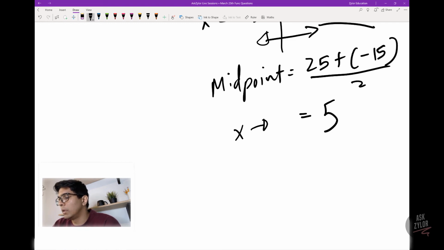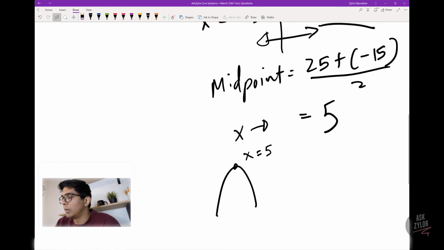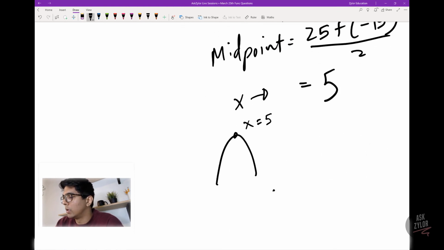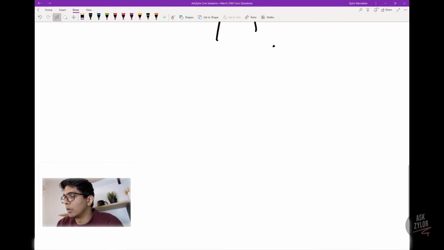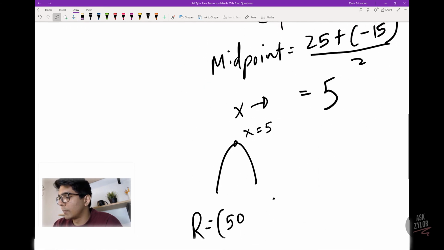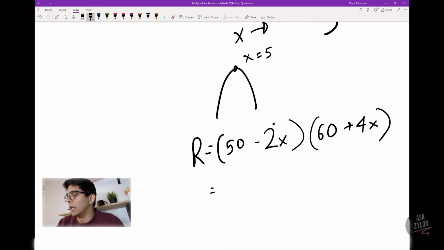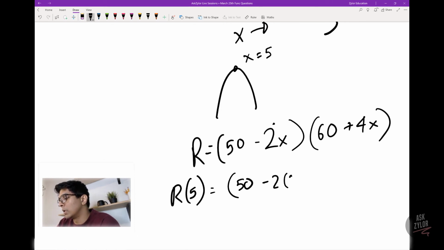Right? What does that tell me? That means my maximum is when x is equal to 5. So what should they charge to maximize their revenue? They were initially charging 50, so I'm going to rewrite the revenue equation. It's 50 minus 2x times 60 plus 4x. Right? And I know my revenue is going to be maximum when x is equal to 5, so I'm going to plug in 5 for every x. So 50 minus 2 times 5, and then 60 plus 4 times 5.